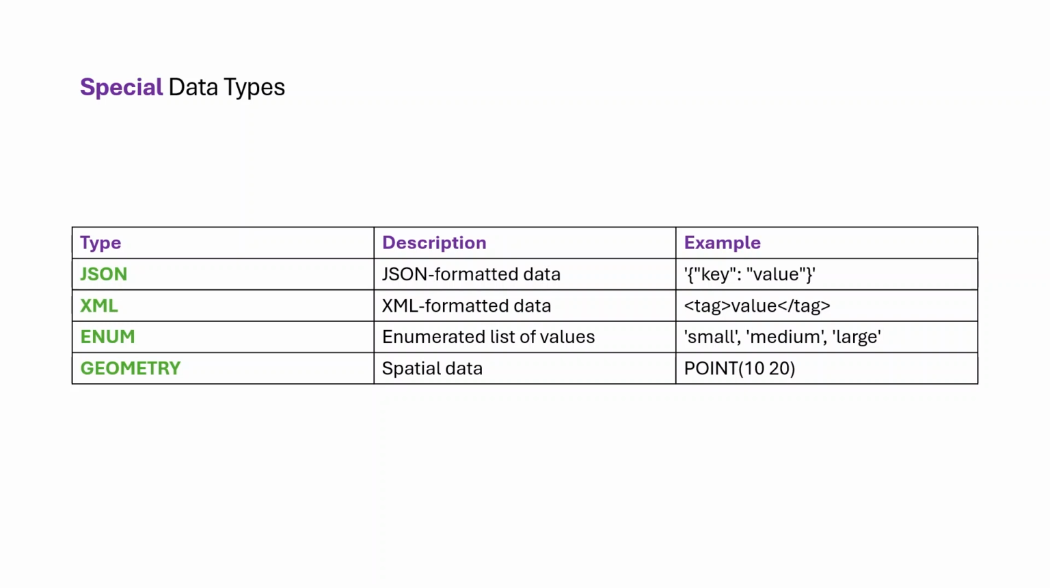Finally, we come to our last data type, the special data types. Out of JSON, XML, enum, and geometry, the last one you're not going to use. But in a production table, you'll definitely find JSON, XML, and enum. These are popular ways to store key value structured data. And if you're working with APIs, there are good chances that some of the data in your table will be stored in one of these three formats.